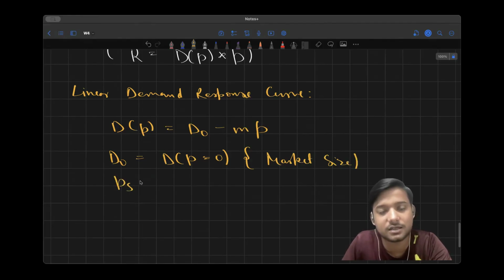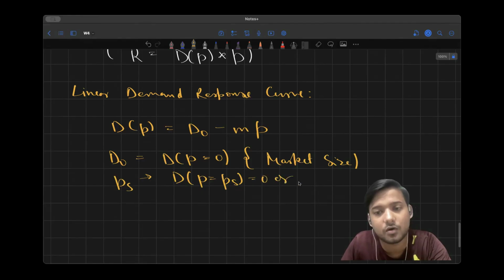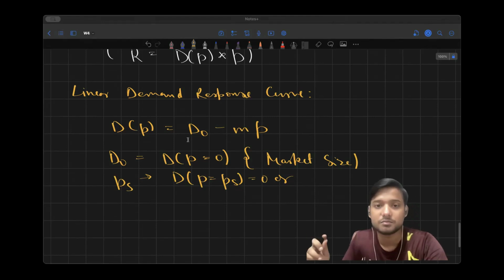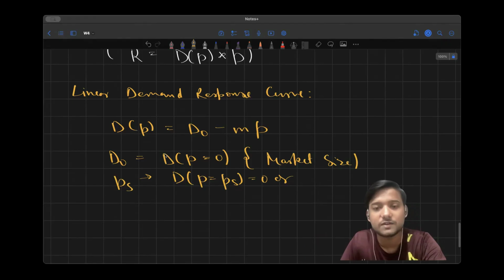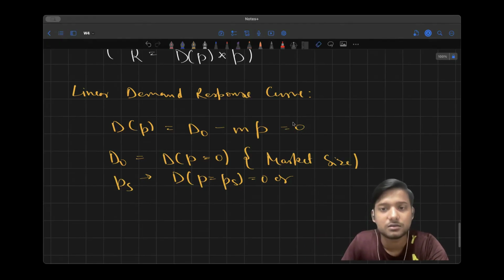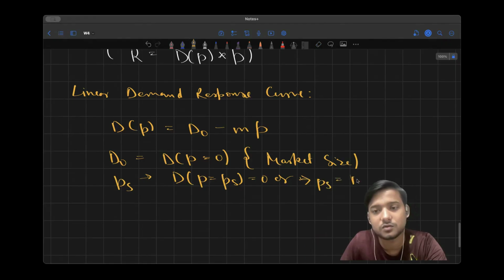Then we have P satiety. What is this P satiety? Demand at P equals P satiating is going to be 0, or I can say the price at which demand is 0. And what is the formula for this? It's quite obvious that we want our demand to be 0, so D naught minus MP should be equal to 0. And that simply means P satiating is equal to D naught by M, right?